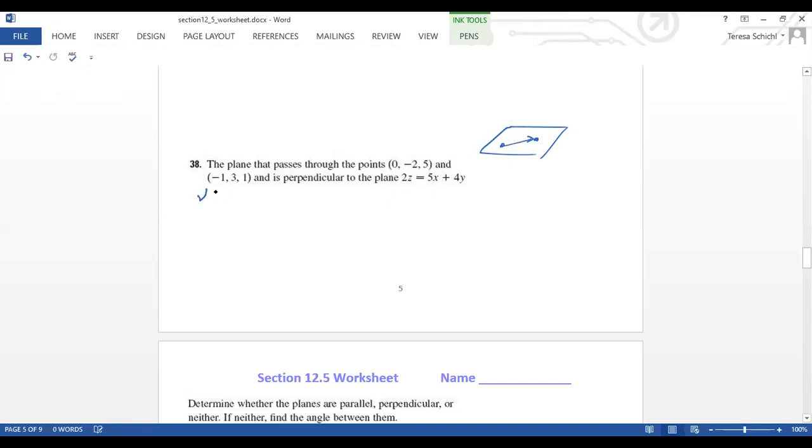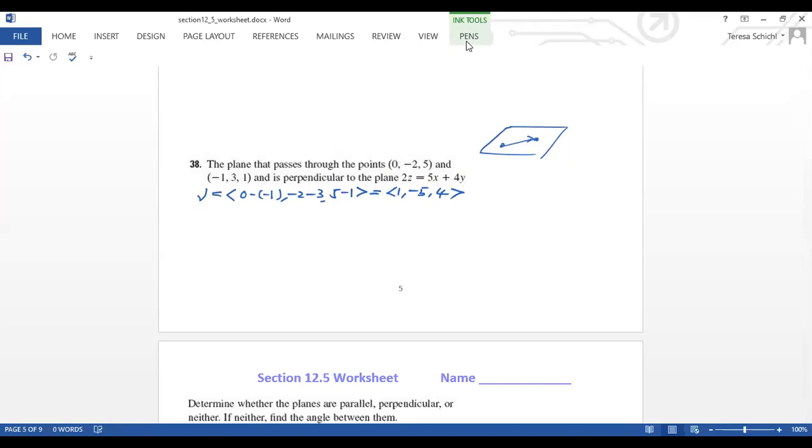So I can define the directional vector, which will be 0 minus 1, -1. So 0 minus -1, then -2 minus 3, then 5 minus 1. So what do I have here? I have 1, -5, and 4. So this is my directional vector.